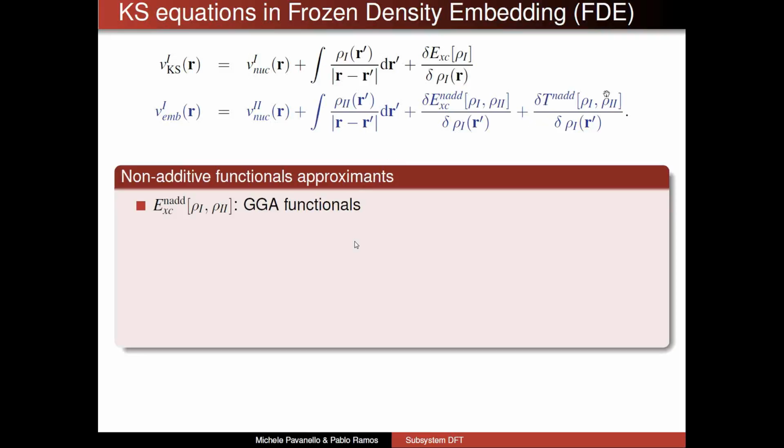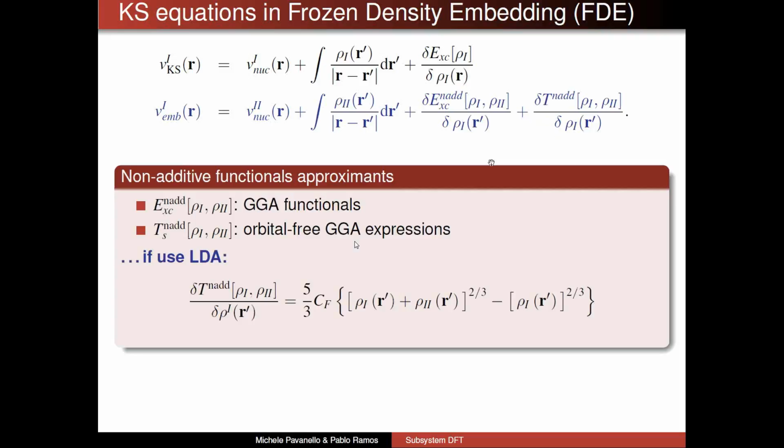So we have to make approximations for this non-additive kinetic energy, and the easiest approximation to make is doing LDA. Here I'm showing you the analytical expression for this potential in the LDA approximation. However, we almost always use potentials that also depend on the gradient of rho. So we use GGA expressions.